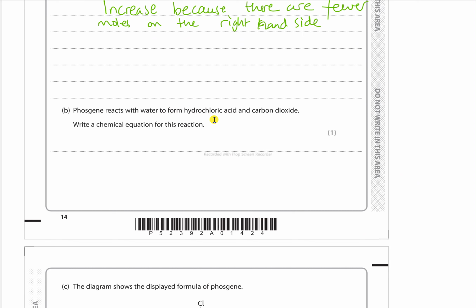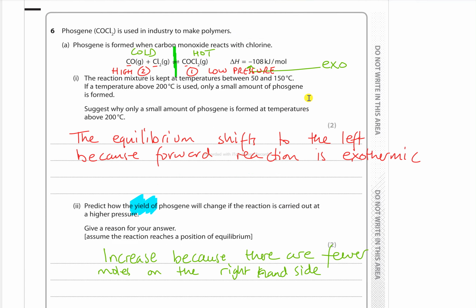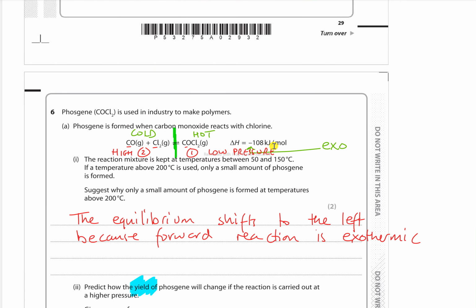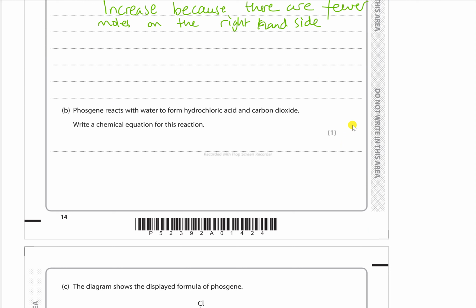Phosgene reacts with water to form hydrochloric acid and CO2. Let me have a look at phosgene. Phosgene is COCl2. So they're saying if I react COCl2 plus water, you end up with hydrochloric acid plus carbon dioxide. Now we need to balance them somehow. You've got one carbon, two chlorines, so we need two chlorines. You've got two hydrogens, two oxygens. Okay, that's balanced it.